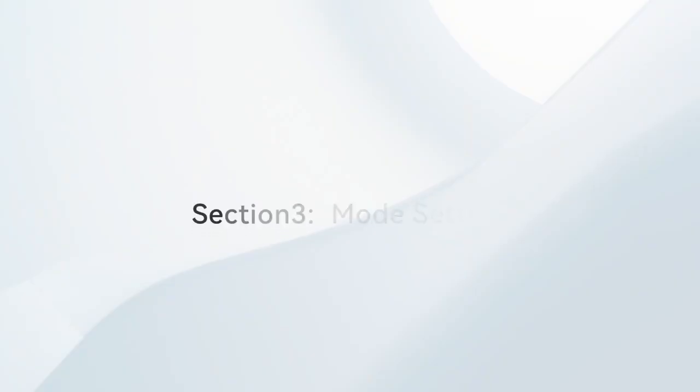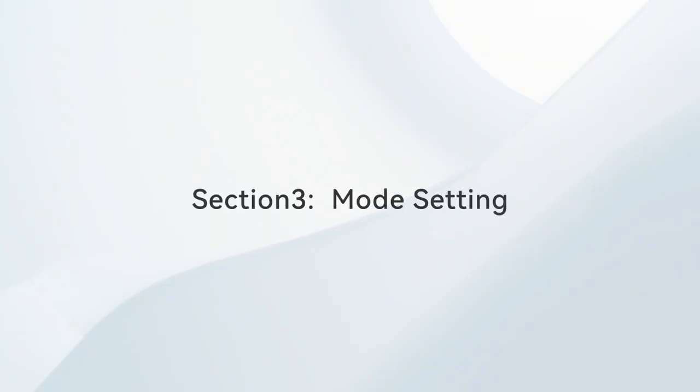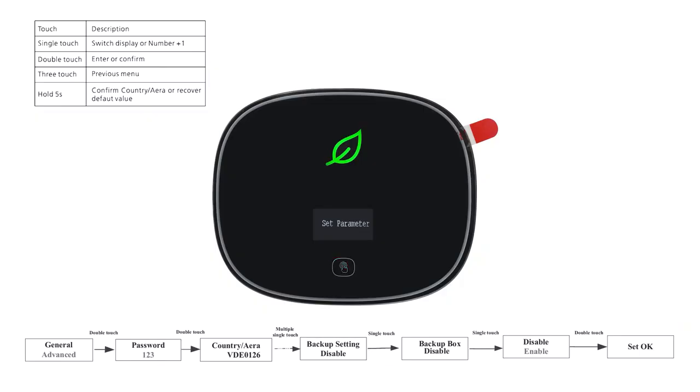For proper backup box functionality, activate it on the Advanced Settings page. Follow these steps for the operation process. Find the parameter settings, click to enter and find the Advanced Settings. Enter the password 123. After entering Advanced, proceed as follows. When the screen displays set OK, indicating that the setup is successful. So far, mode setup steps are completed.